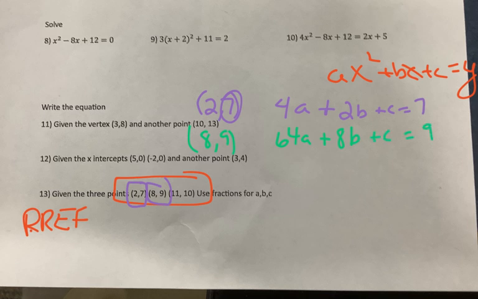And it equals 9. If I plug in 11, 10, if I plug in 11 for x, I get 121a plus 11b plus c equals 10. So go to your calculator, Gaussian elimination, or RREF. I love doing a problem on the spot like this. So when I just did this, it goes 1, 0, 0, 0, 0, 1, 0.